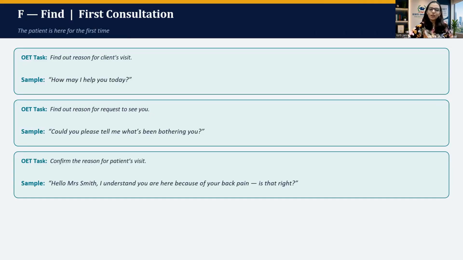The third possible OET task is to confirm the reason for the patient's visit. We just want to make sure that the patient is here for so and so reason. Is that right or wrong? So we may ask something like this: Hello, Mrs. Smith. I understand you are here because of your back pain. Is that right? Practice this, using whatever reason is given in your role play card, and then ask, is that right?